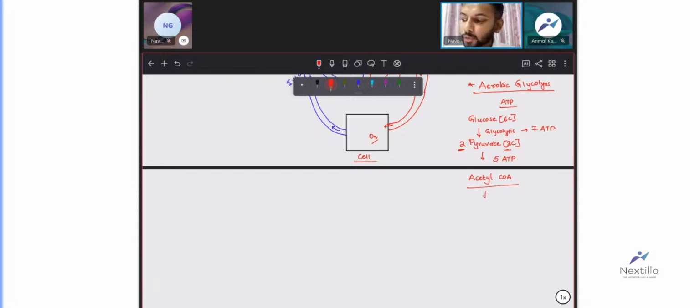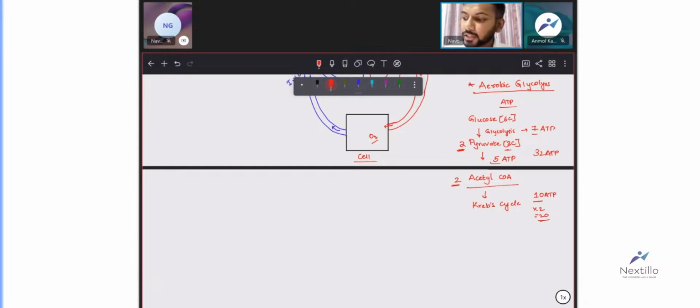So acetyl CoA will go into the Krebs cycle. From one molecule of acetyl CoA, you will get 10 ATP. So 2 pyruvates are there, 2 acetyl CoAs are released. So 2 acetyl CoAs, 20 ATP. 10 into 2 is equal to 20 ATP. So 20 plus 5 plus 7, 32 ATP.